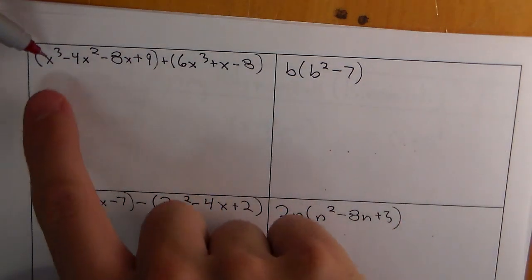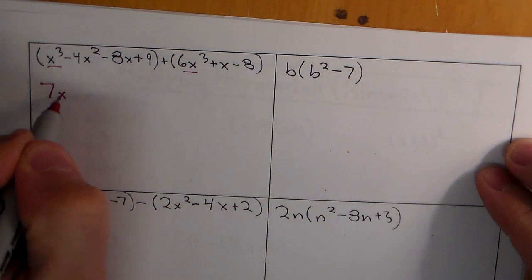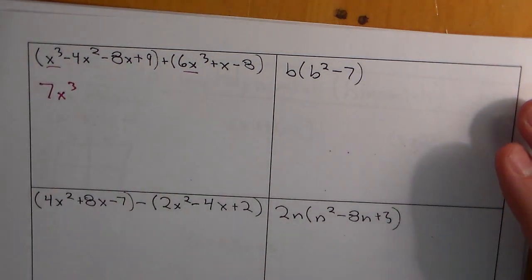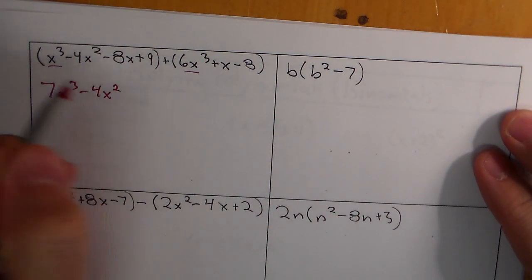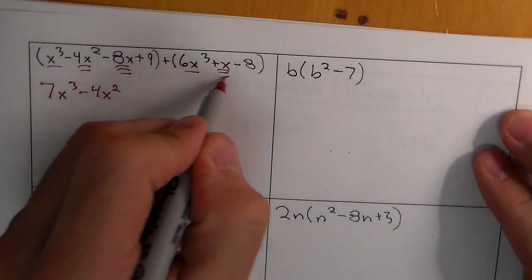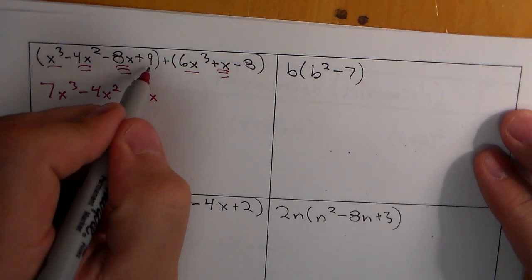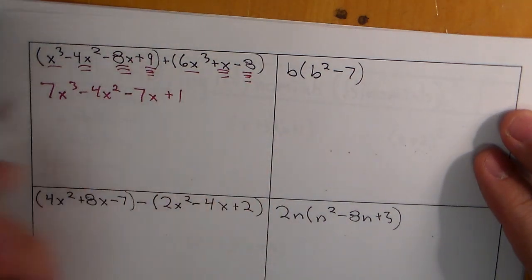In our next one, I have an x to the third and an x to the third. So that becomes 7x to the third. Now we have an x squared, but none in this one. It's usually good to think in descending order as you look through these. So that's just going to be a negative 4x squared. Then we're going to go negative 8x, and positive 1x is negative 7x. And then a 9 and a negative 8 is going to be a positive 1.